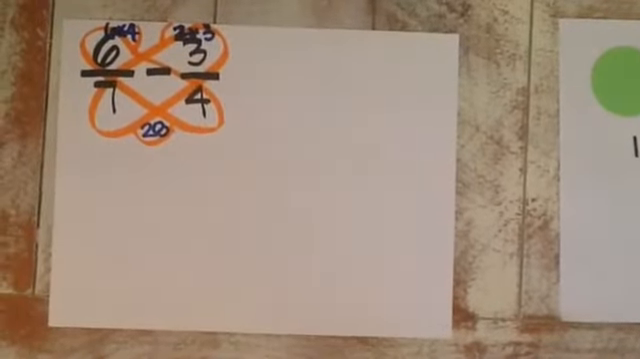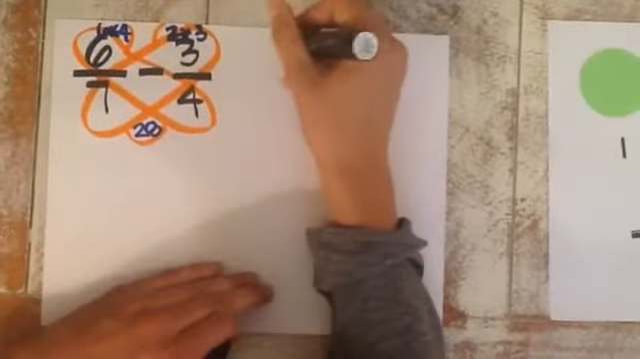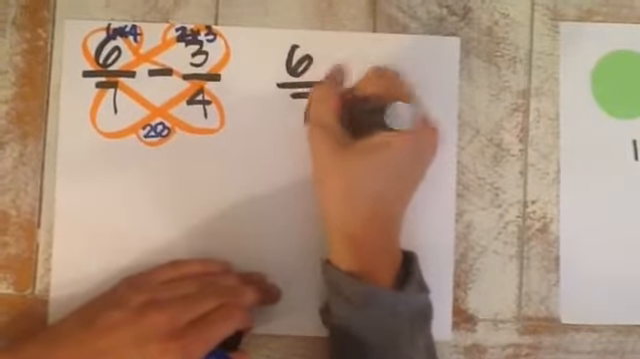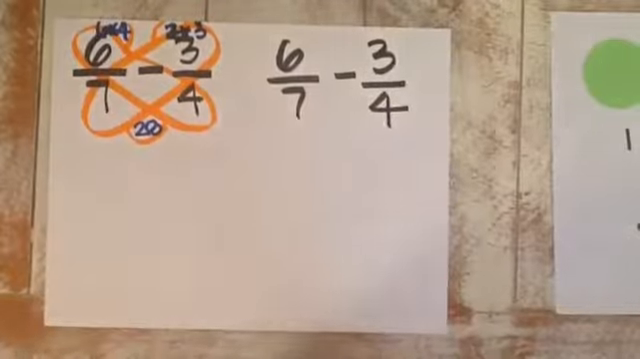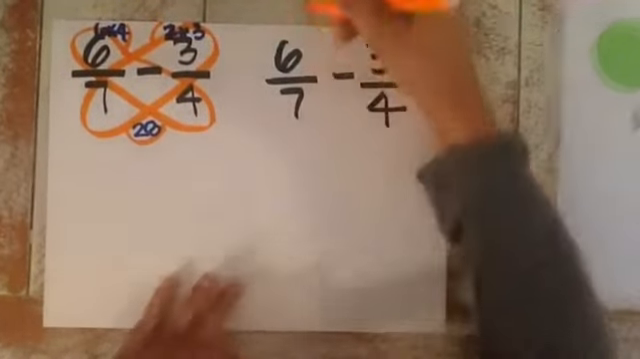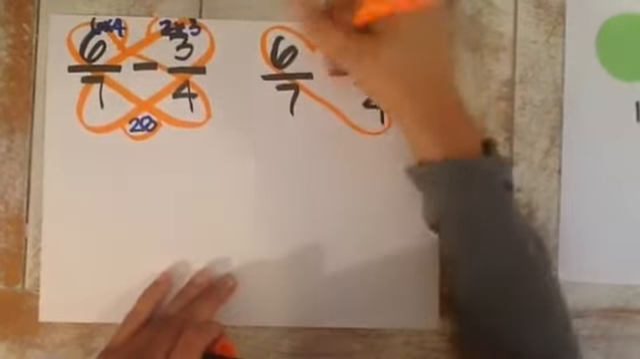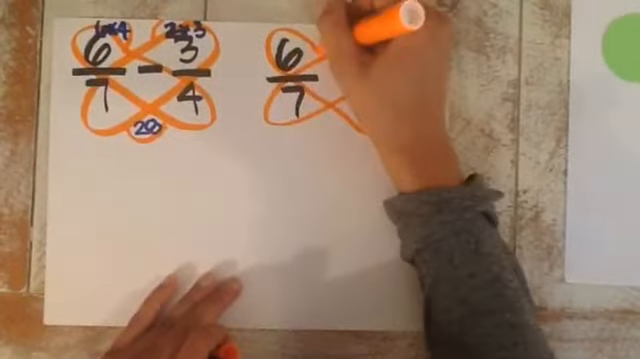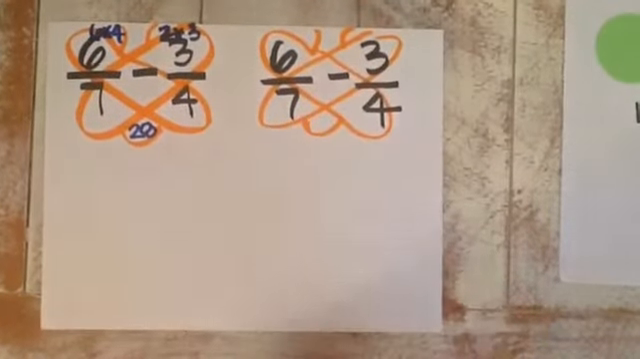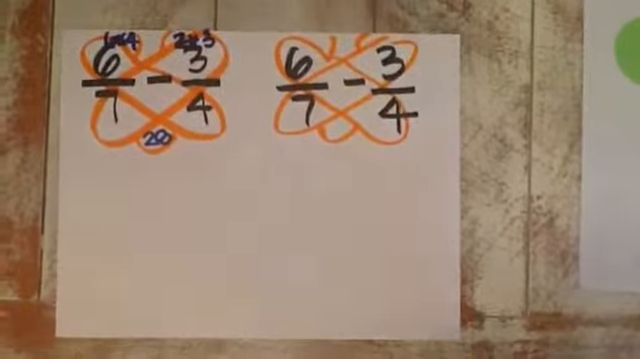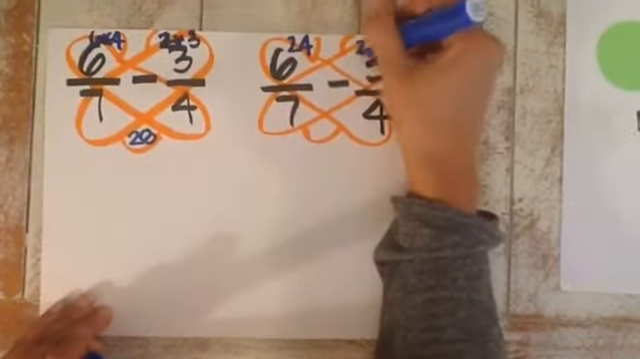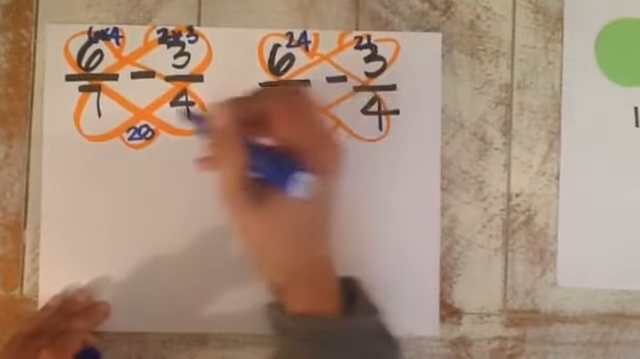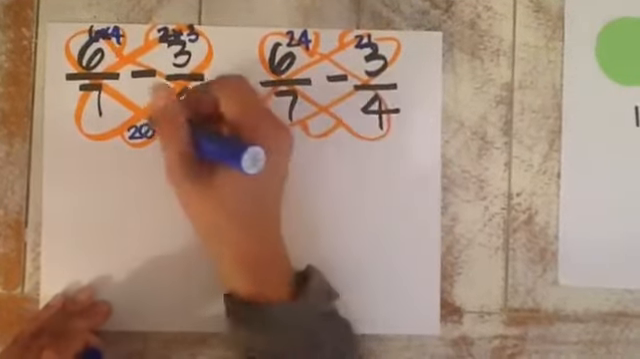I'm going to rewrite my fraction and the whole equation and redraw my butterfly. But this time I'm going to write in my solutions. So 6 times 4 is 24, 7 times 3 is 21, and then in my pocket, 7 times 4 is 28.